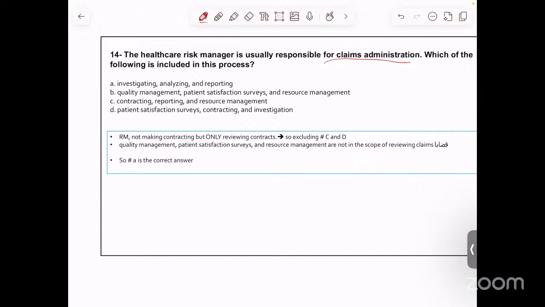Very good. Okay. Because these three are the core tasks of claims administration, ensuring incidents are properly managed. Well, the other options are all unrelated tasks, like the patient satisfaction surveys or the resource management.